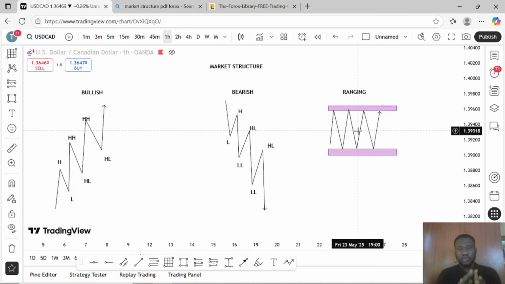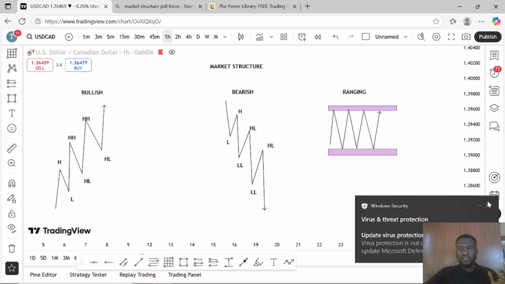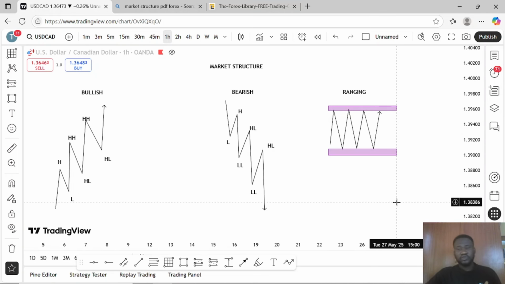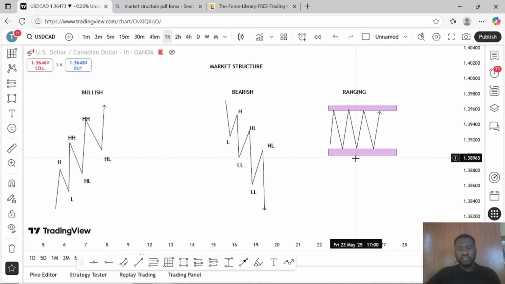Then when your outlook is giving you a bearish movement, what are you looking for? You're looking for the availability to sell. When the market is bullish, you look for the availability to buy. And if the market is ranging, if you are a demand and supply trader, you should know that when it comes to this lower level, you are buying, and when it comes to this upper level here, you are selling. Do you understand?